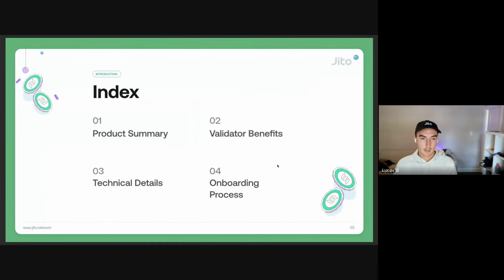I'll go through a high level summary and some of the benefits from running the client, we'll dive somewhat deep into the technical weeds, and then go through the onboarding process. It's super easy. Anyone can run it. It takes less than 5 or 10 minutes to switch over.